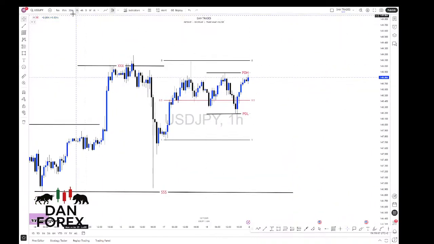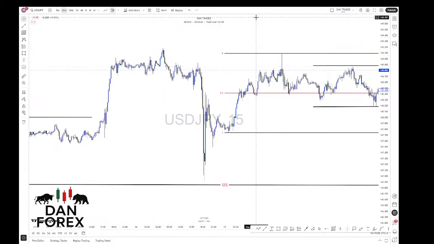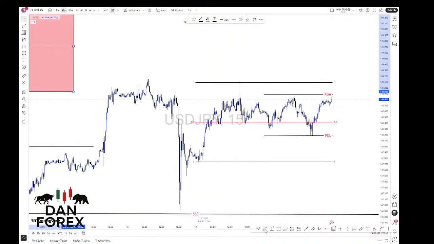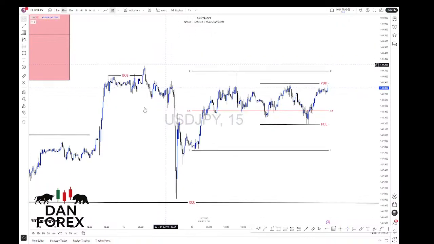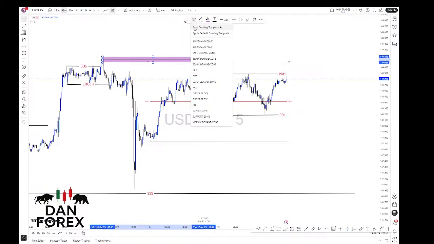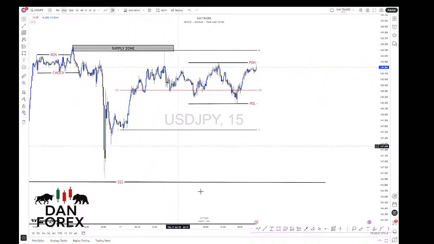So let's look for a change of character at the lower time frames, so that we can look for those opportunities. Let's remove this. We can see that the market is reacting from this point of interest, and we have that break of structure, and we have this change of character, and we have that supply zone which was eventually mitigated. At around this area, after the mitigation of that, you can see that we have the last break of structure.